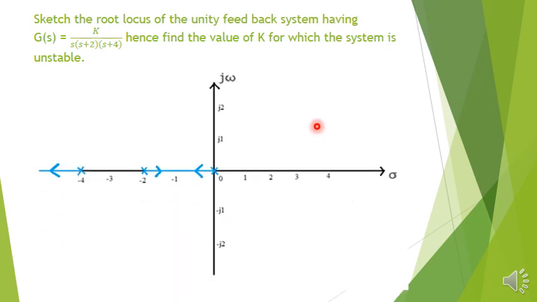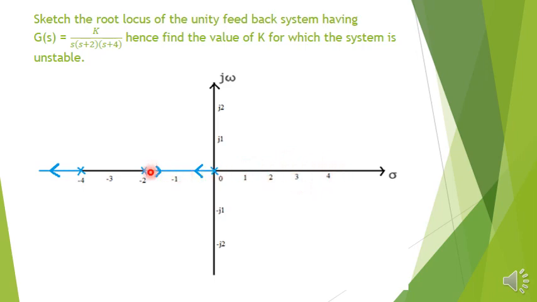So in the initial stage of the plot, we will draw the x-axis as the real part and the y-axis as the imaginary part, and we will mark the poles by crosses, at s equal to 0, s equal to minus 2 and s equal to minus 4. Then rule number 3: which parts of the real axis are part of the root locus? If I consider any point from plus infinity to 0, to the right side no poles or zeros exist. So this is not a part of the root locus.